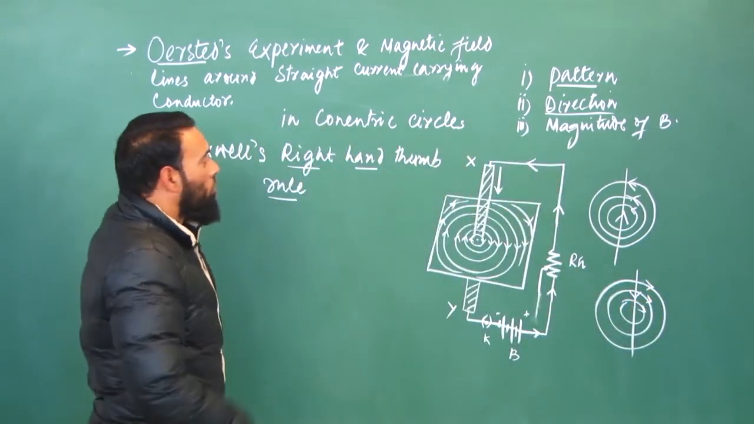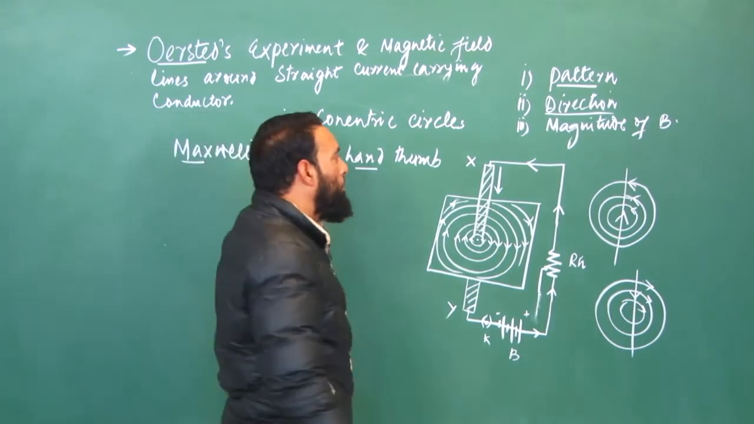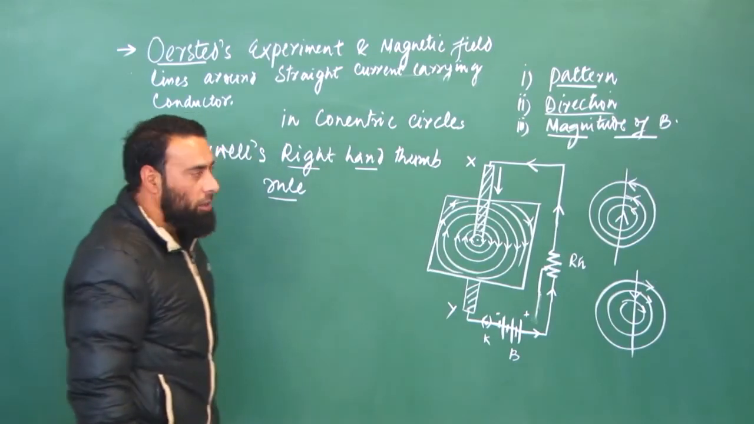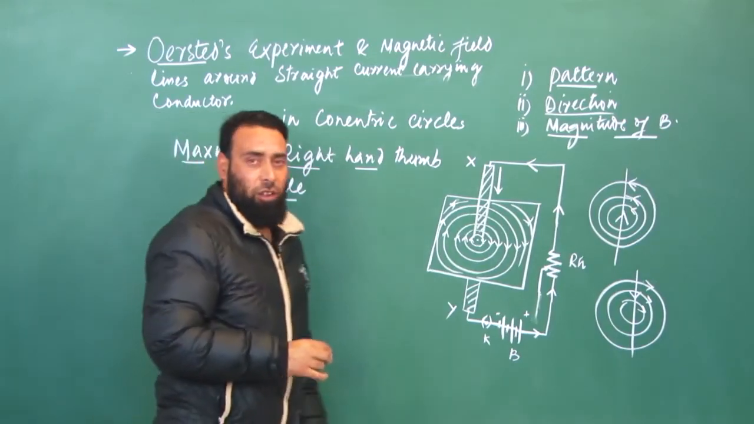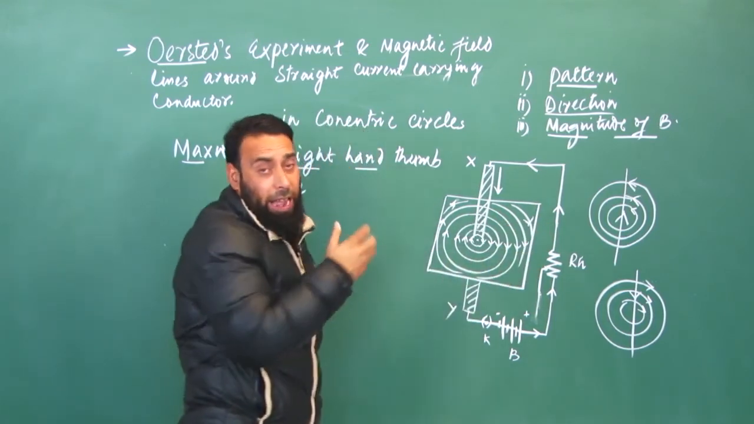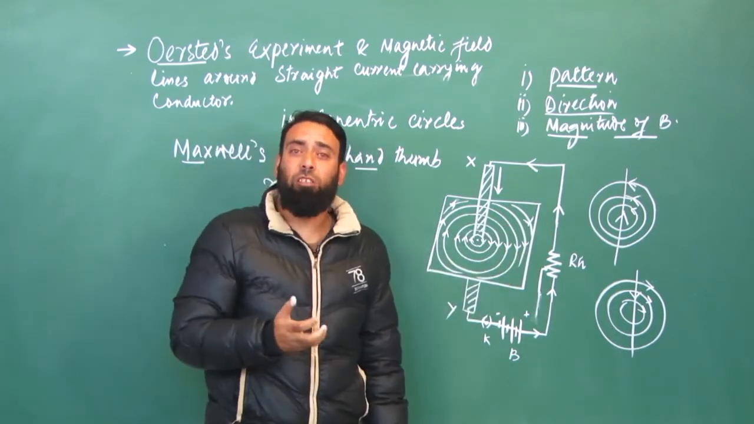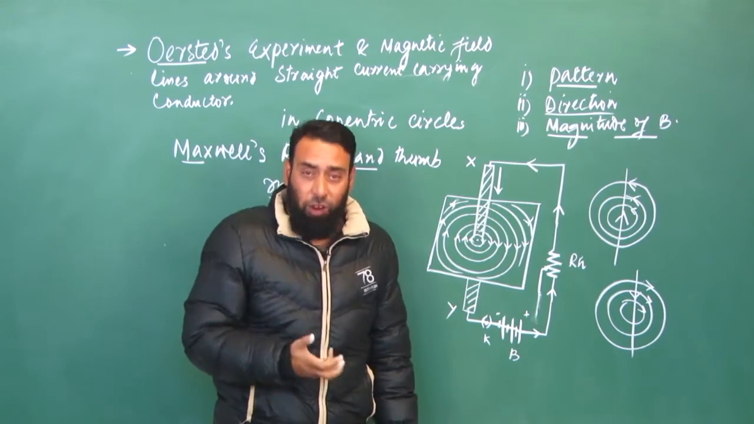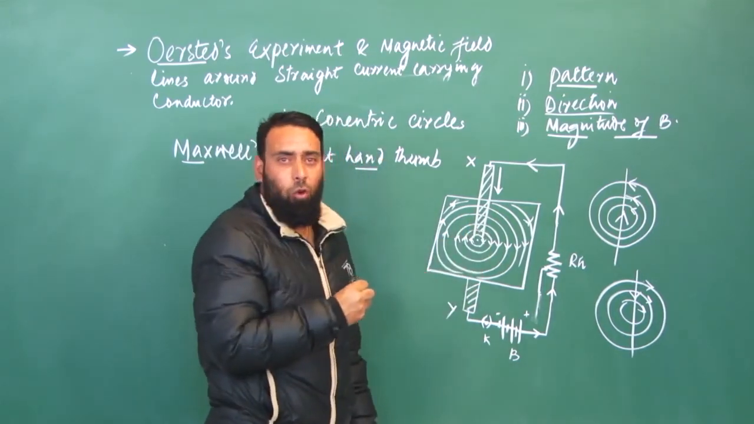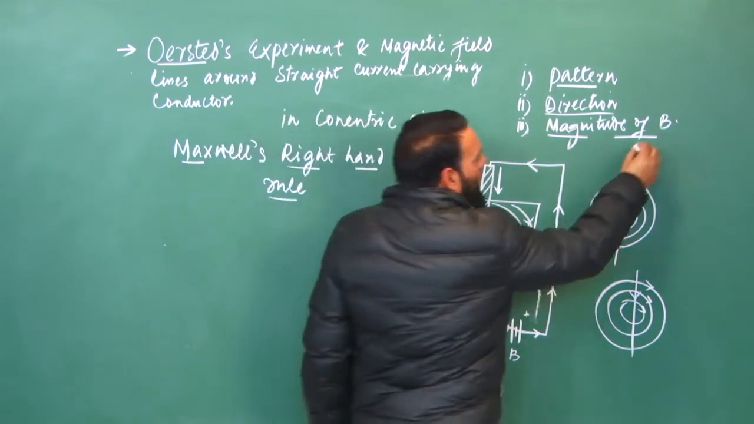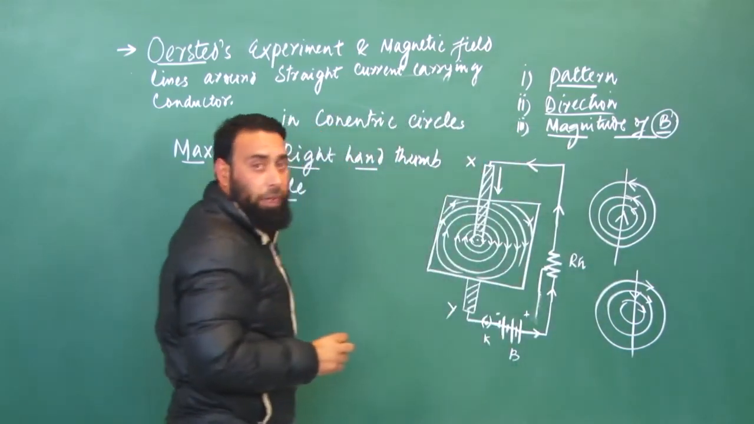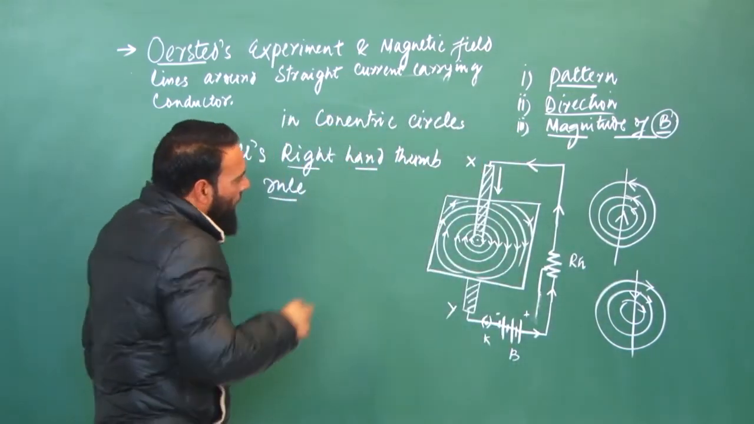Okay. So now the third important factor is the magnitude of magnetic field strength. These magnetic lines of force create a magnetic field there. What is the strength of this magnetic field, and what factors determine it? The magnitude of magnetic field strength is represented by B. So we will find out.